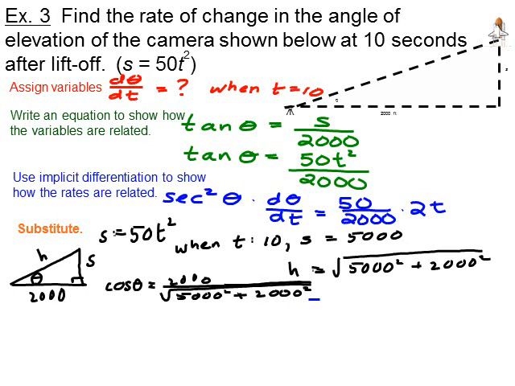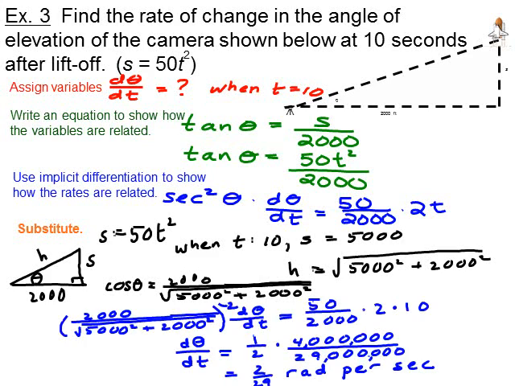Using right triangle trig, secant theta is equal to the ratio of the hypotenuse to the adjacent side, or what we just found for h over 2,000. Substituting for secant theta and t, and then solving for d theta dt.